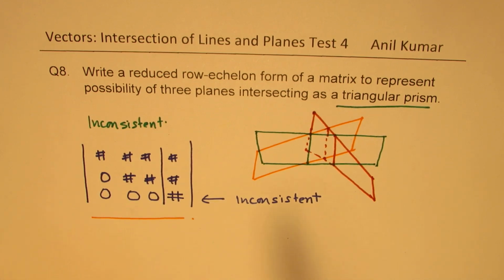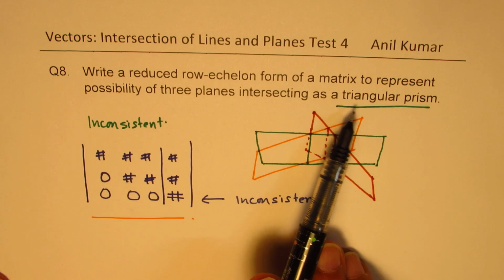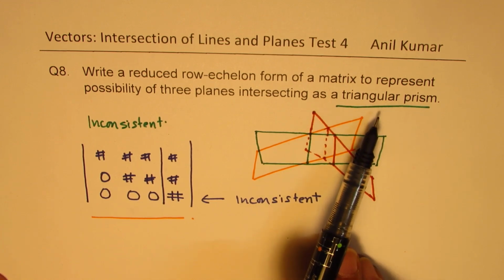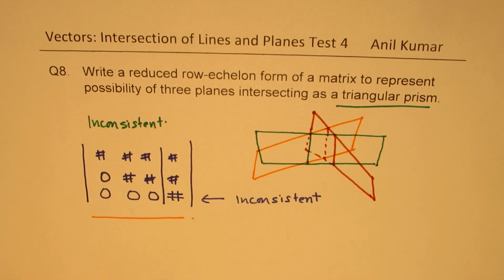In the next video, I'll take a few examples where we'll have actual values, and we'll see when we get a triangular prism, when we get a point, and when we get a line of intersection, right? So that will be in another video. I hope with this you understand how to solve question papers based on lines and planes.